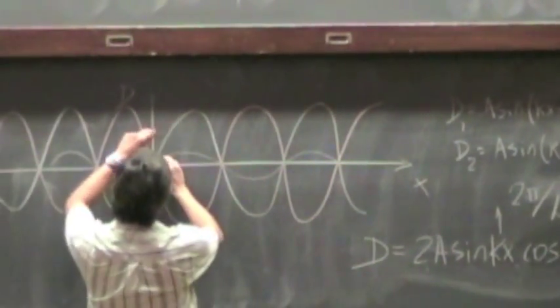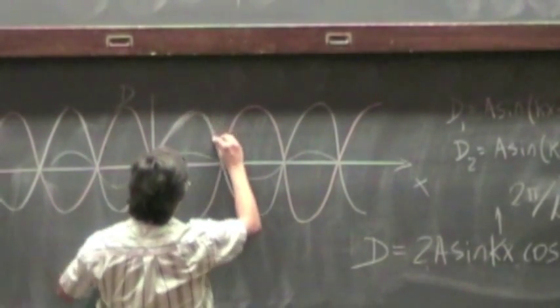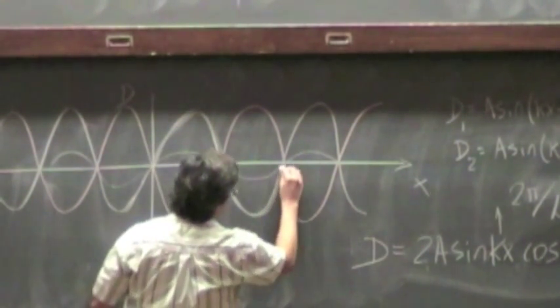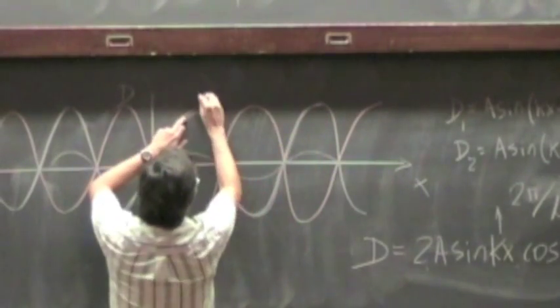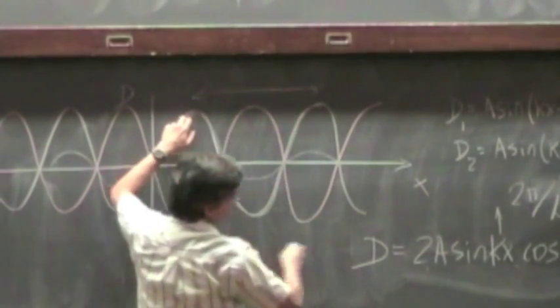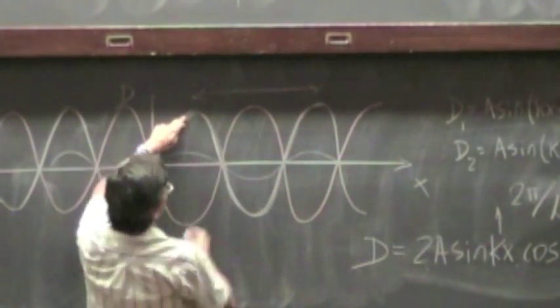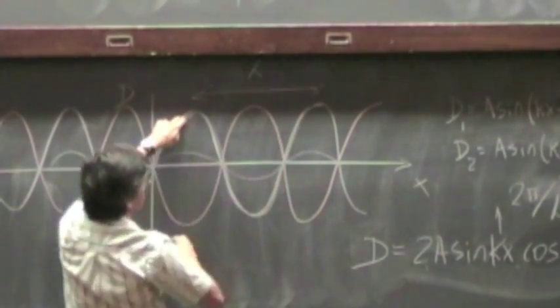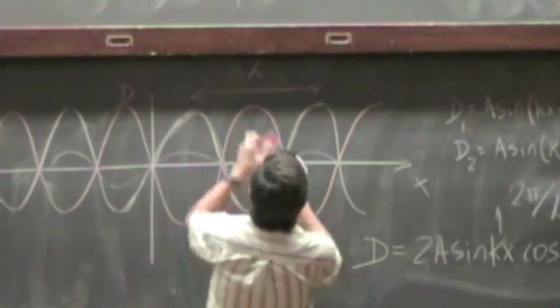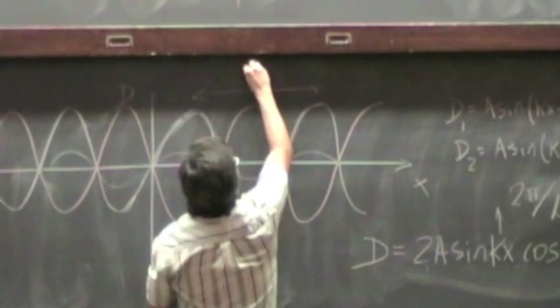So when you look at the standing wave, if you take a snapshot of a standing wave, this is what you would see. This distance is as it was before, as it would be for just one wave. That distance is lambda.